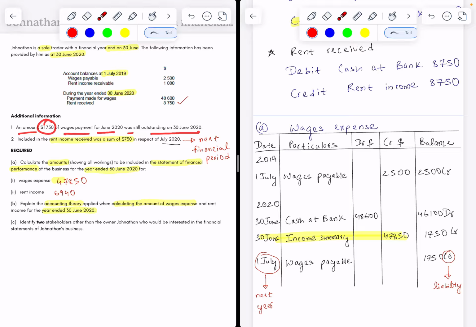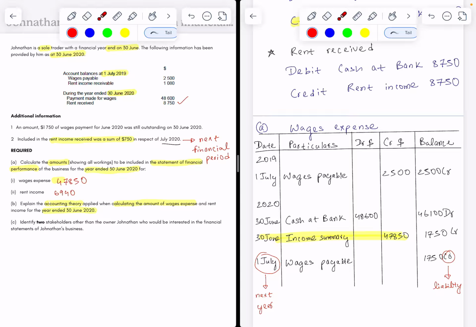Therefore, it is now a current liability, right? So at 30 June 2020, we have got some current liability for wages which are yet to be paid, and that relevant cross-reference for account we will use is the wages payable account, okay?